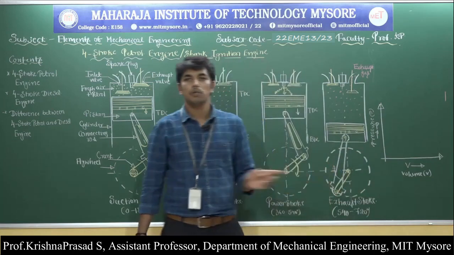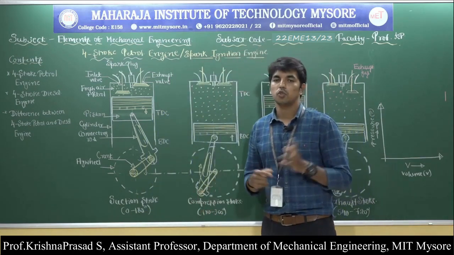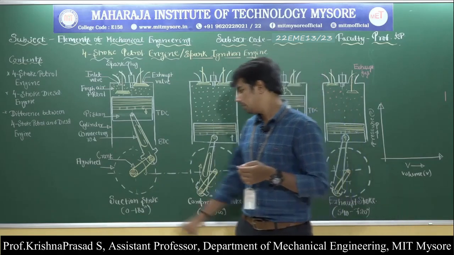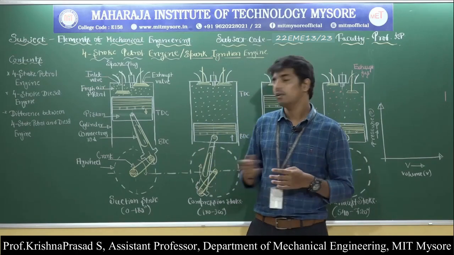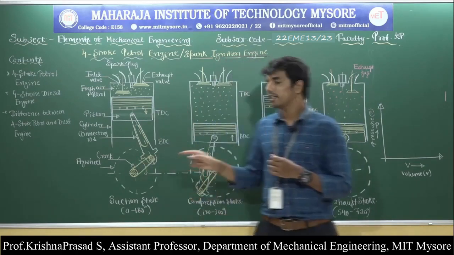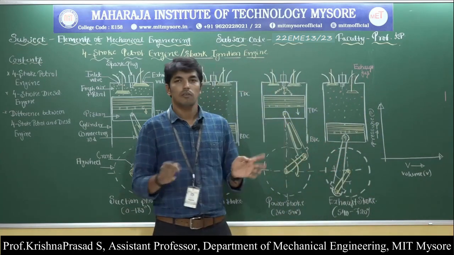So, I already told you the working cycle is completed in 4 different strokes and 2 revolutions of the crankshaft. So 2 revolutions of the crankshaft means here 0 to 720 degrees. Okay, so how the working is going to happen in the case of the suction stroke, later the compression stroke, then the power stroke, and last the exhaust stroke, we are going to see.